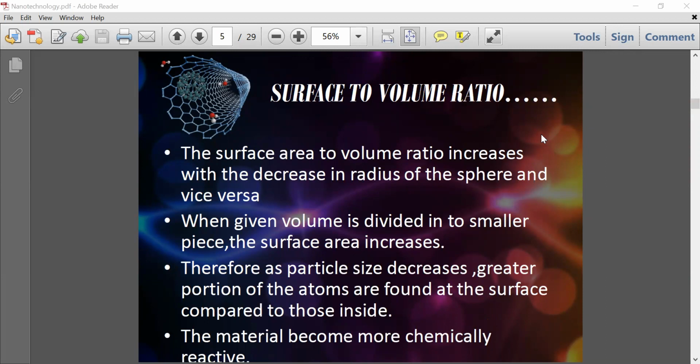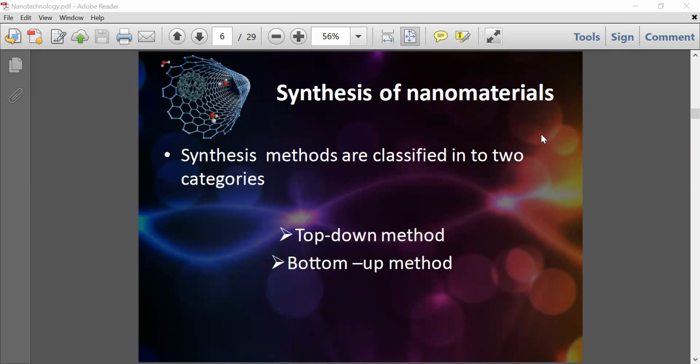So, as the particle size decreases, a greater portion of the atoms are found at the surface compared to those inside. That is, when the given volume is divided into smaller pieces, the surface area increases. Nanoparticles have a much greater surface area per unit volume compared with larger particles. It leads to nanoparticles being more chemically reactive.